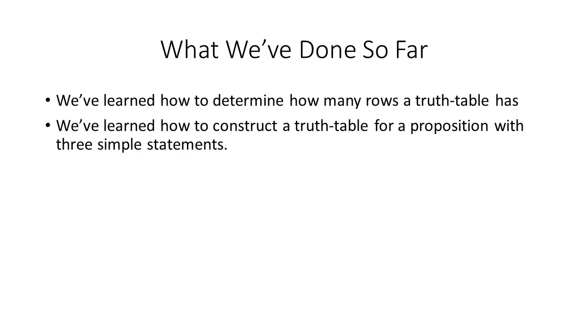Okay, so here's what we've done so far. We've learned how to determine how many rows a truth table has: 2 to the n, where n is the number of different simple statements. And we've also learned how to construct a truth table for a proposition with 3 simple statements. It's going to have 8 rows, and then there's the business about what goes on the left side.